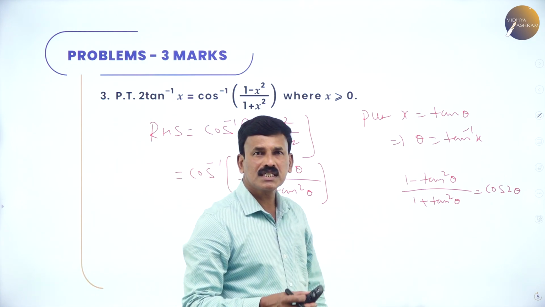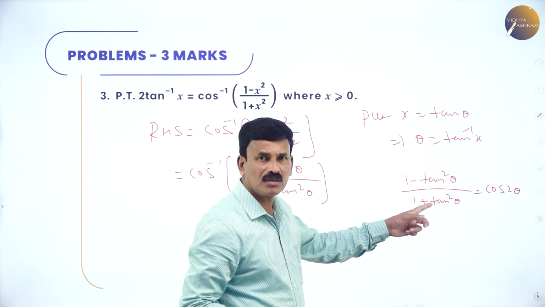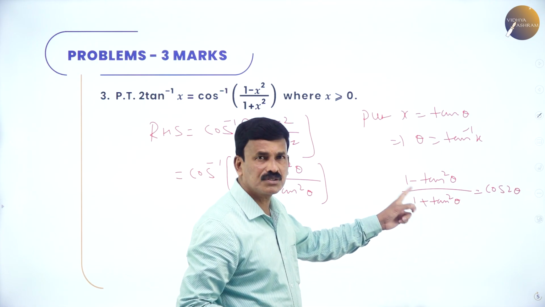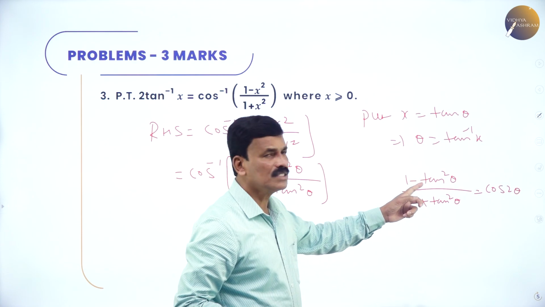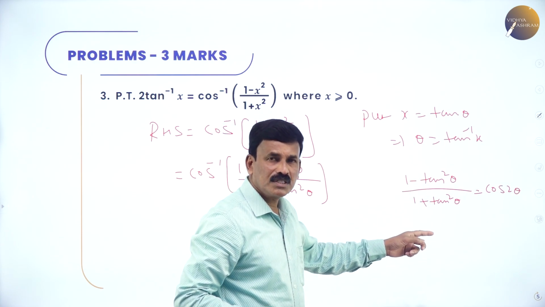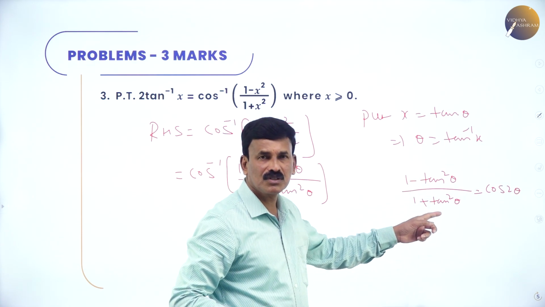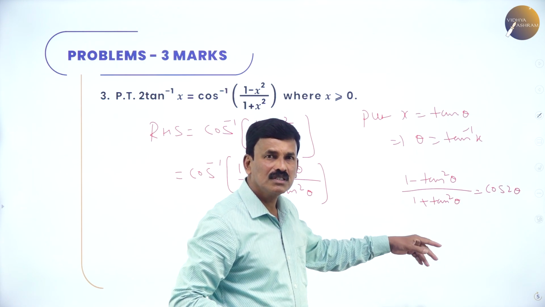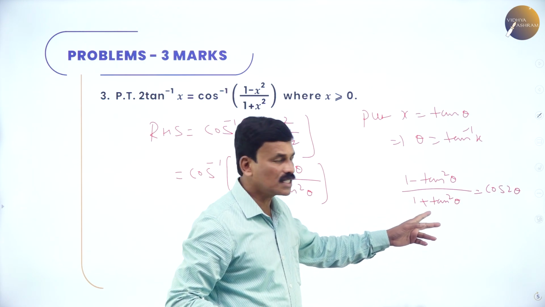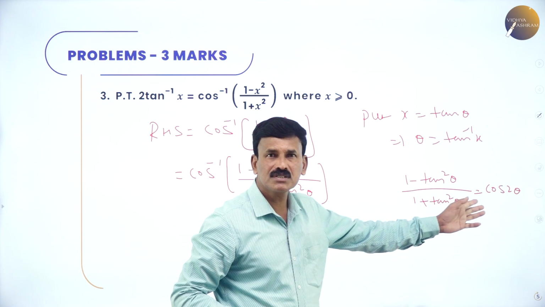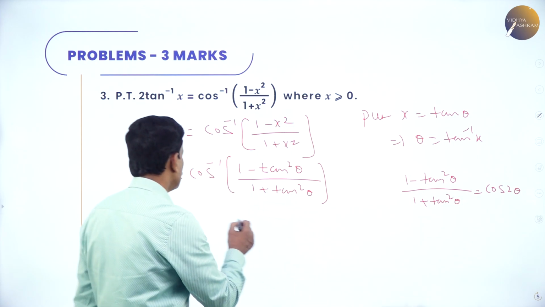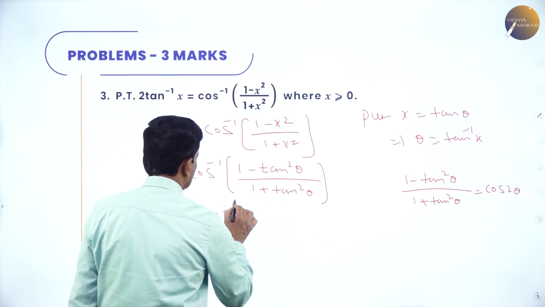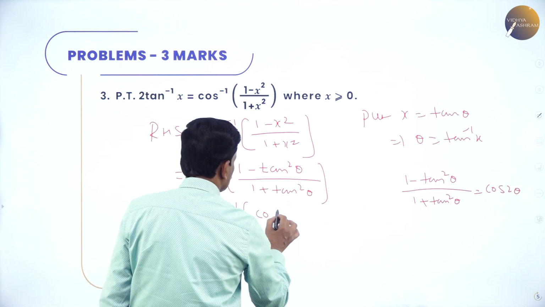Tan square can be written as sine square by cos square. Take LCM in the numerator: cos square minus sine square, divided by cos square. Denominator: cos square plus sine square. Cos square plus sine square is 1, so the denominator cos square gets cancelled. Cos square theta minus sine square theta is cos 2 theta. So this is also equal to cos inverse of cos 2 theta.